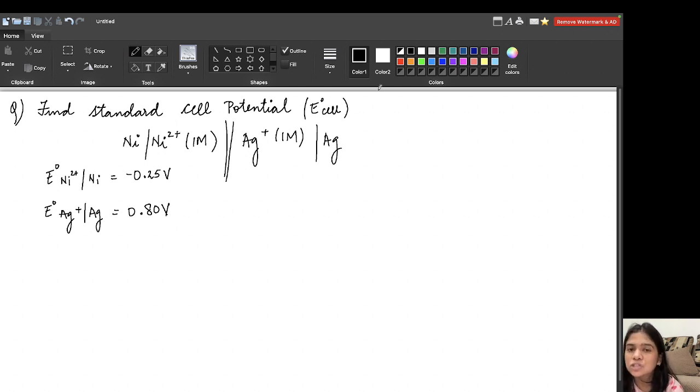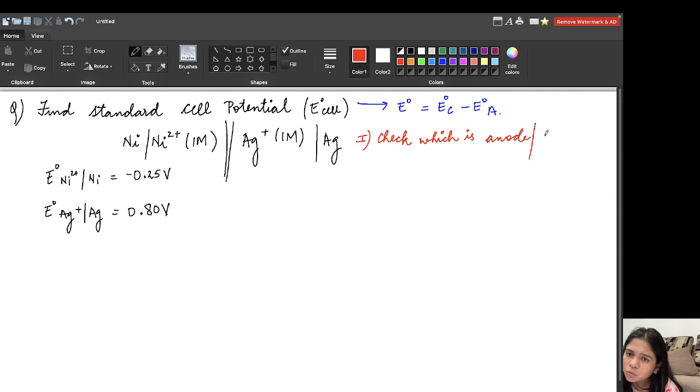Now standard cell potential, we know the formula. We know how to find the standard cell potential, right? E naught is equal to E naught of cathode minus E naught of anode, right? So whenever such kind of question comes, your step 1 should be to check the notation, which is anode and which is cathode. Now how do you check which is anode and which is cathode?